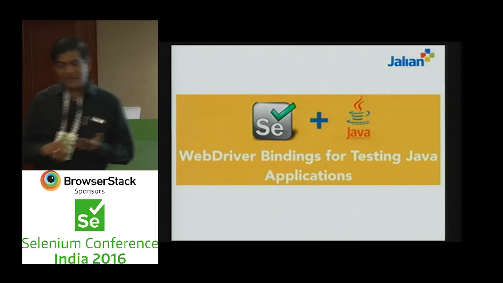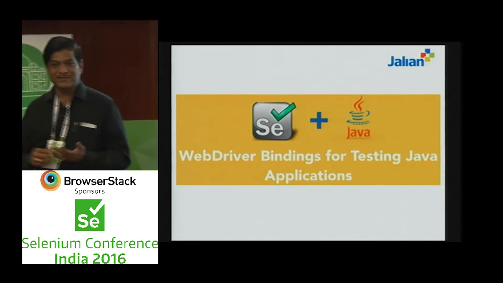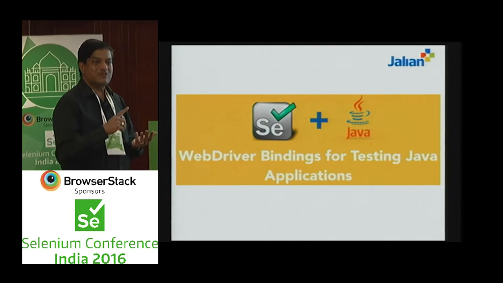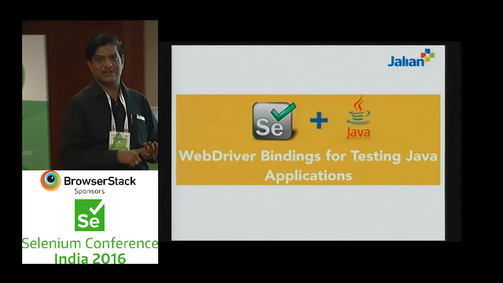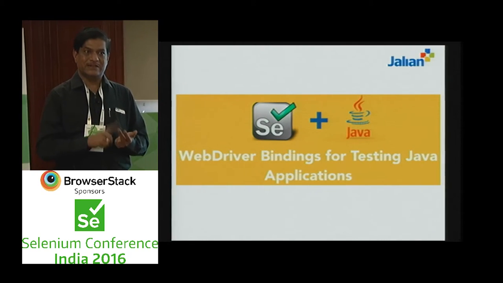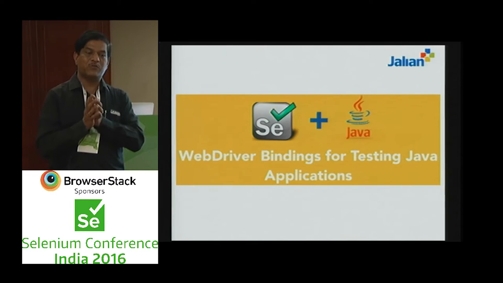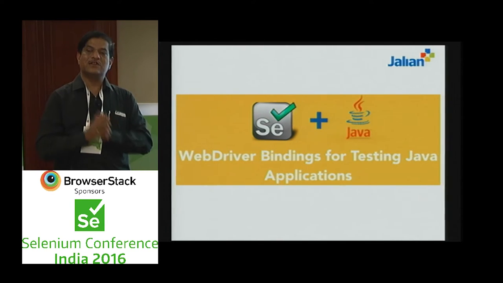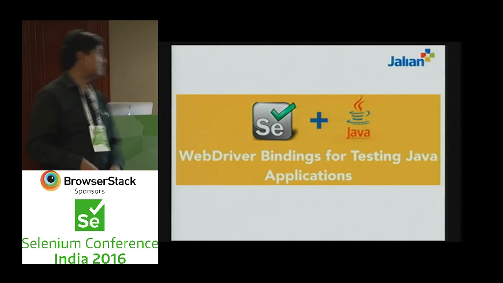So what we require is a mechanism by which we can get a web driver instance. We require a mechanism by which we can find elements, web elements. That's what the JSON wire protocol, which we implemented in Java as a Java agent that runs along with the AUT, provides us.